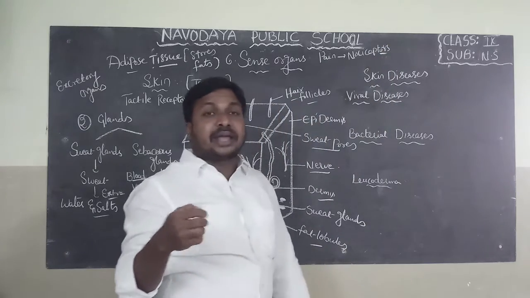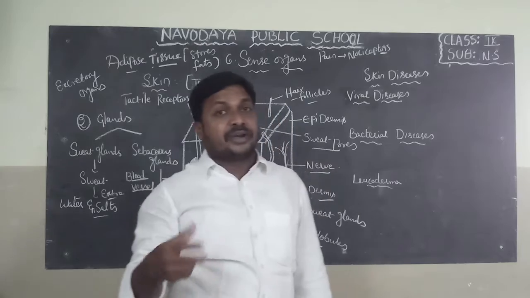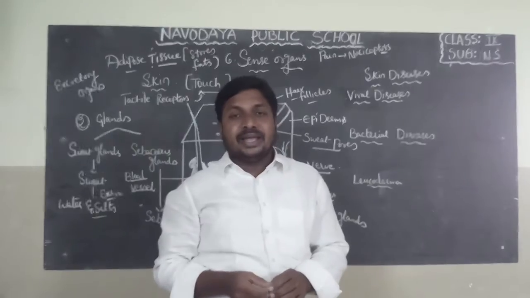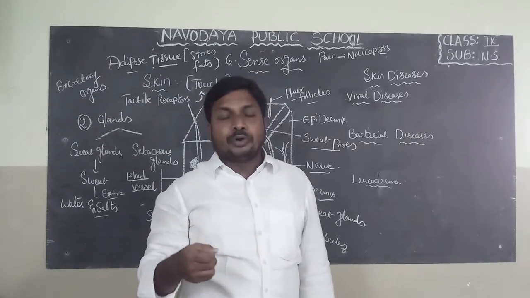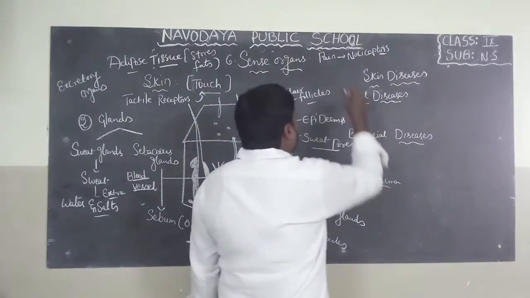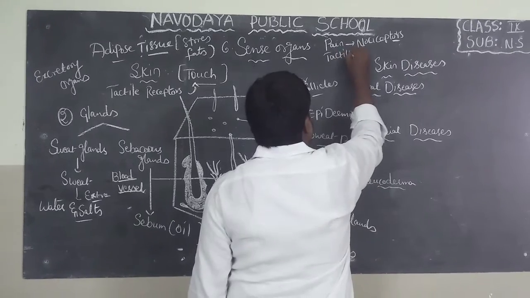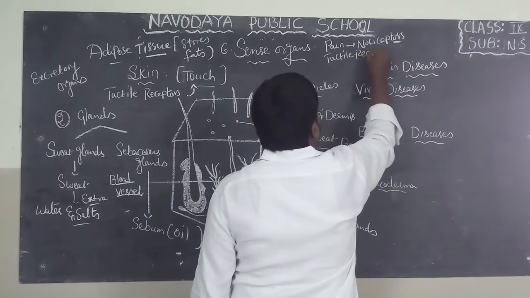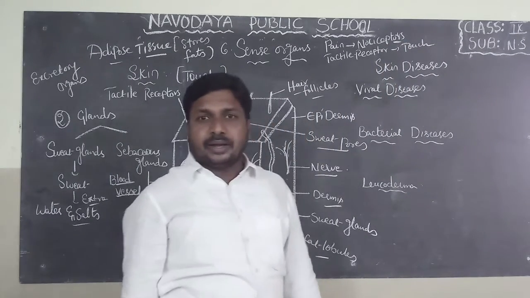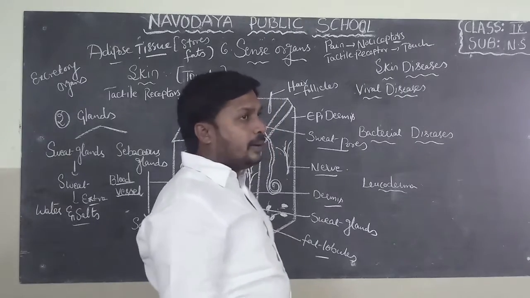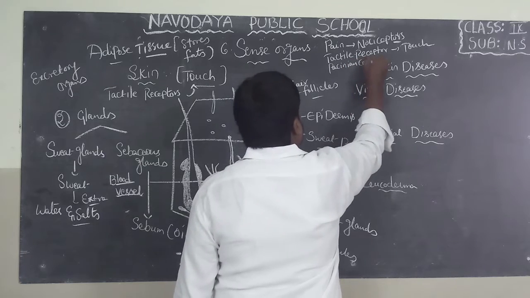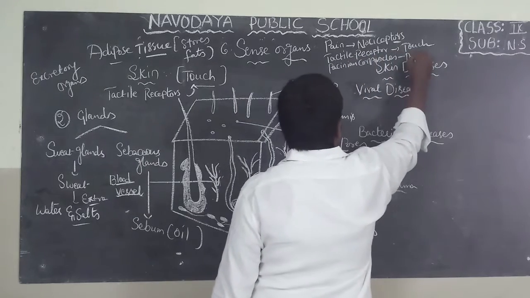Nociceptor means different types of receptors present in the skin for different senses. For example, for pain, nociceptors are helpful to detect pain. Tactile receptors are for touch. And also Pacinian corpuscles, which are for pressure.